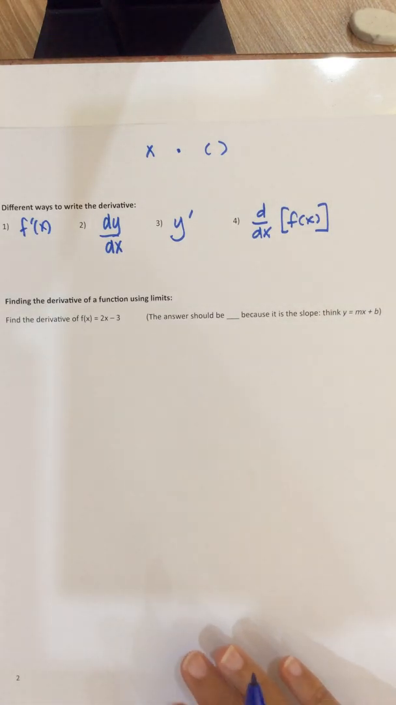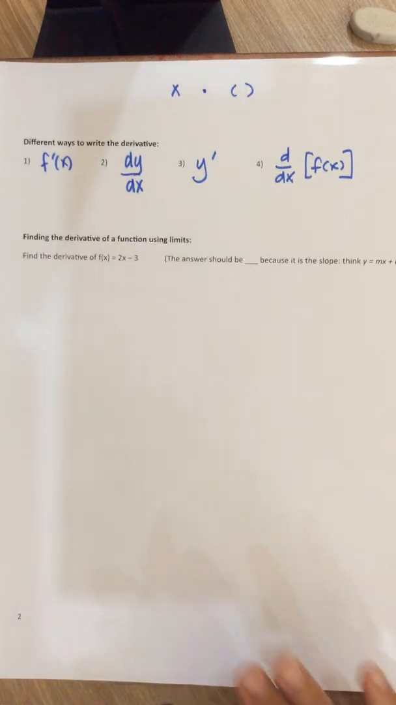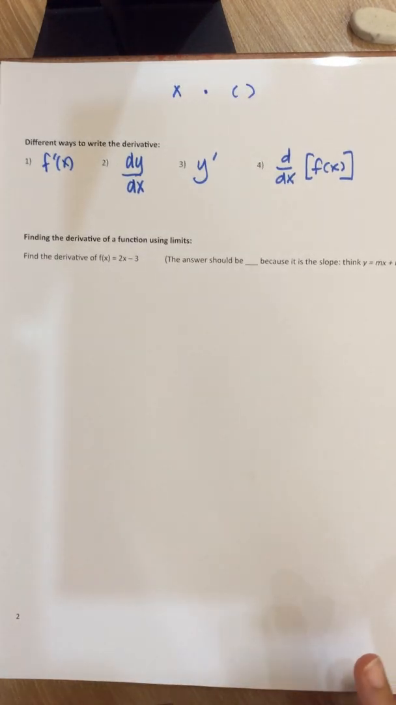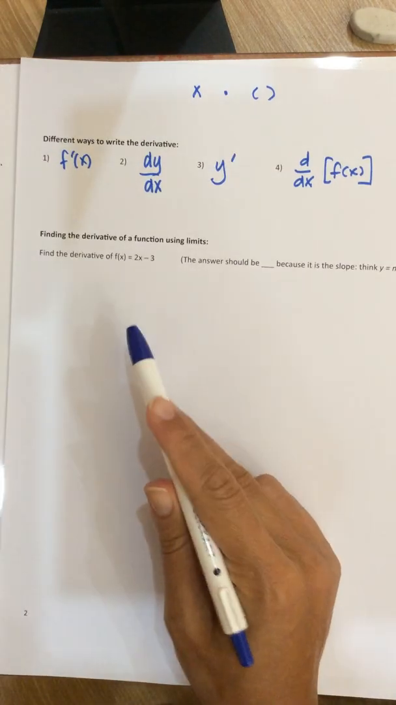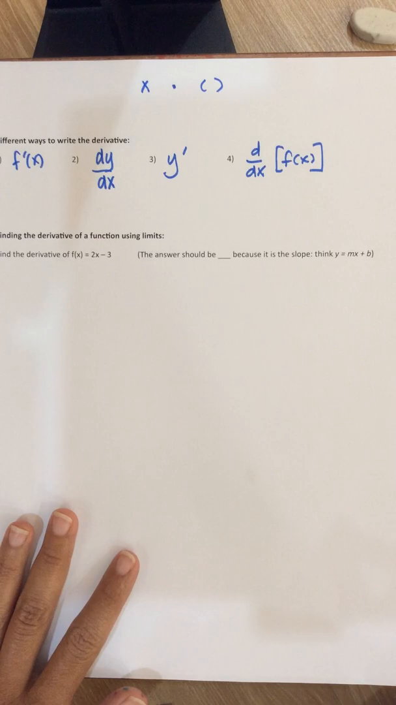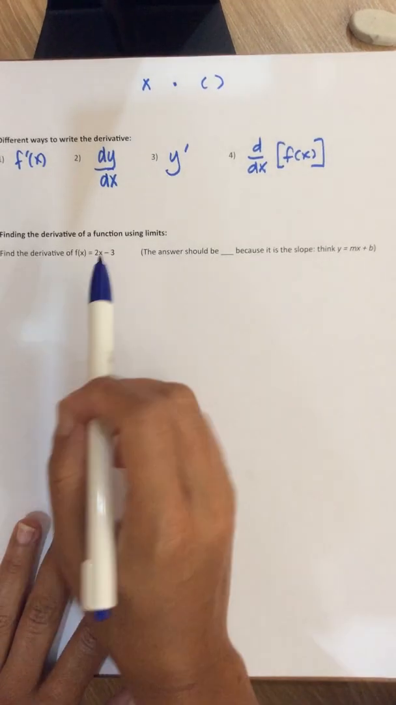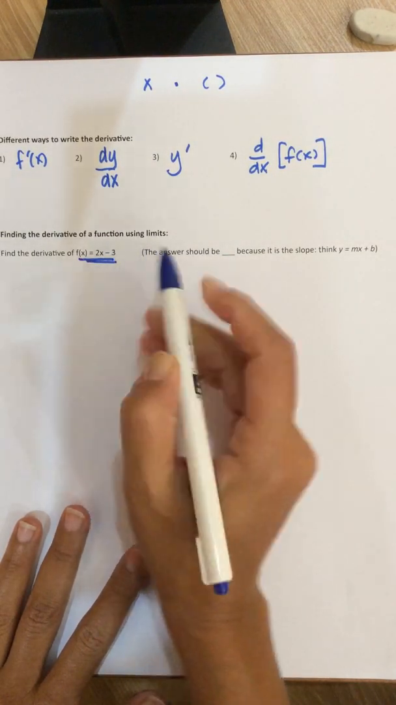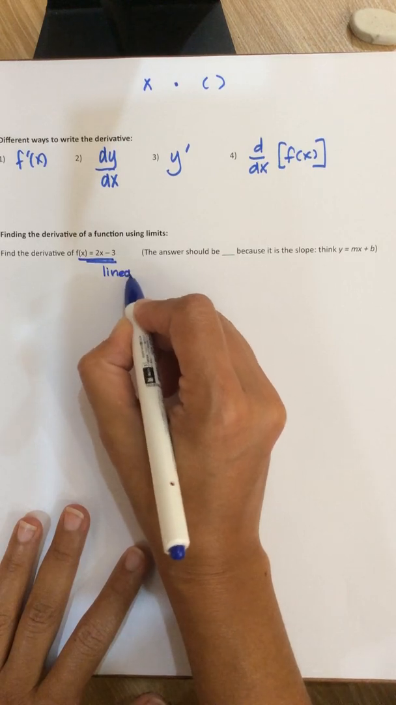Okay, so let's actually find the derivative using limits. So here's our first example. Find the derivative of f of x if f of x equals 2x minus 3. So I'm not going to answer this yet. Well, actually, I'm going to answer it. So this is hopefully popping out to you that this is a linear function.